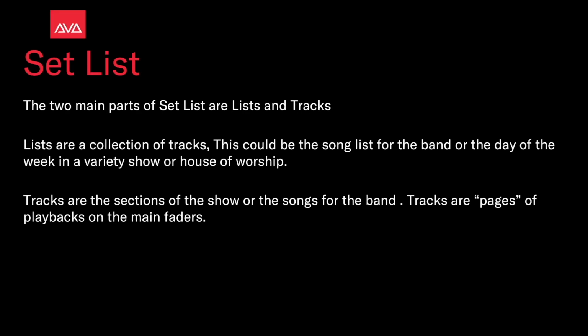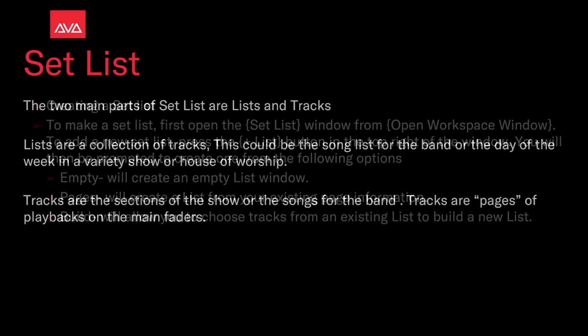The two main parts of set lists are lists and tracks. Lists are a collection of tracks. They could be a song list for a band, or the day of the week at a variety show or a house of worship. Tracks are sections of the show or the songs for the band. Tracks are pages of playbacks on the main faders.